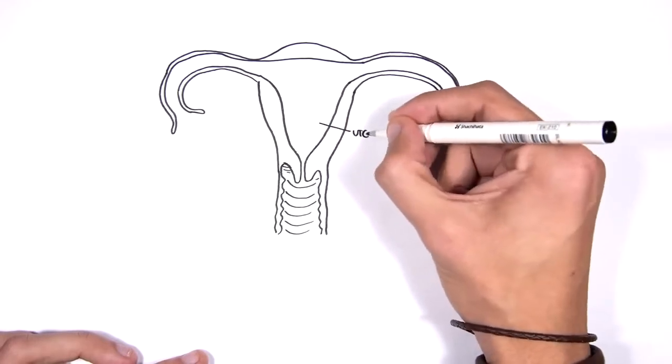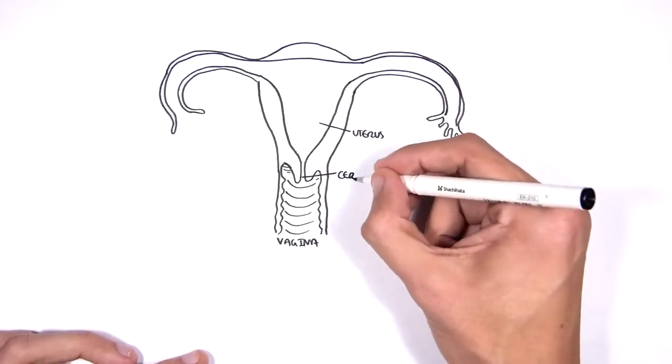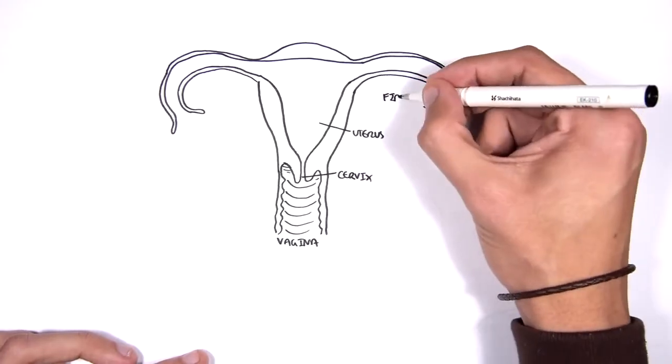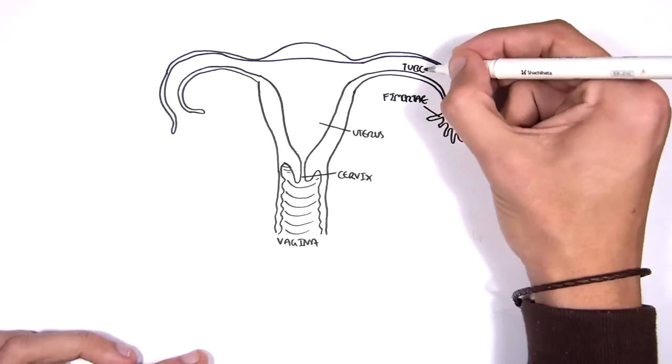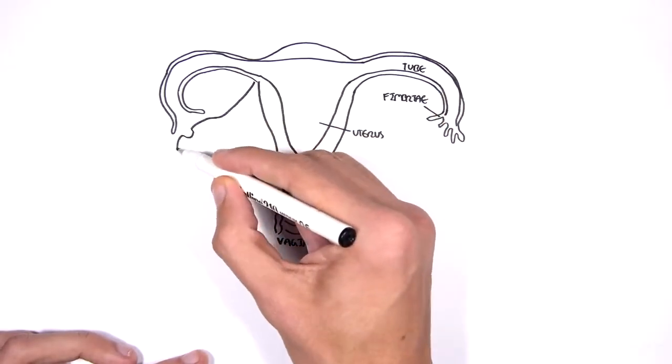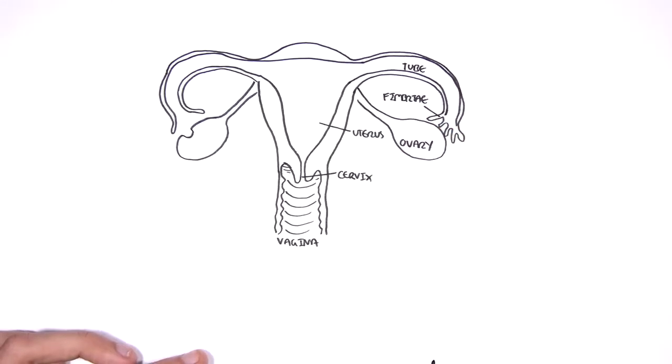So here we have the reproductive tract: the uterus, the vagina, cervix, fimbriae, and uterine tube, also known as a fallopian tube. And here, coming out of the sides attached to a ligament, are the ovaries. Ovaries are female gonads, and ovaries are what will produce the female egg, the oocyte.